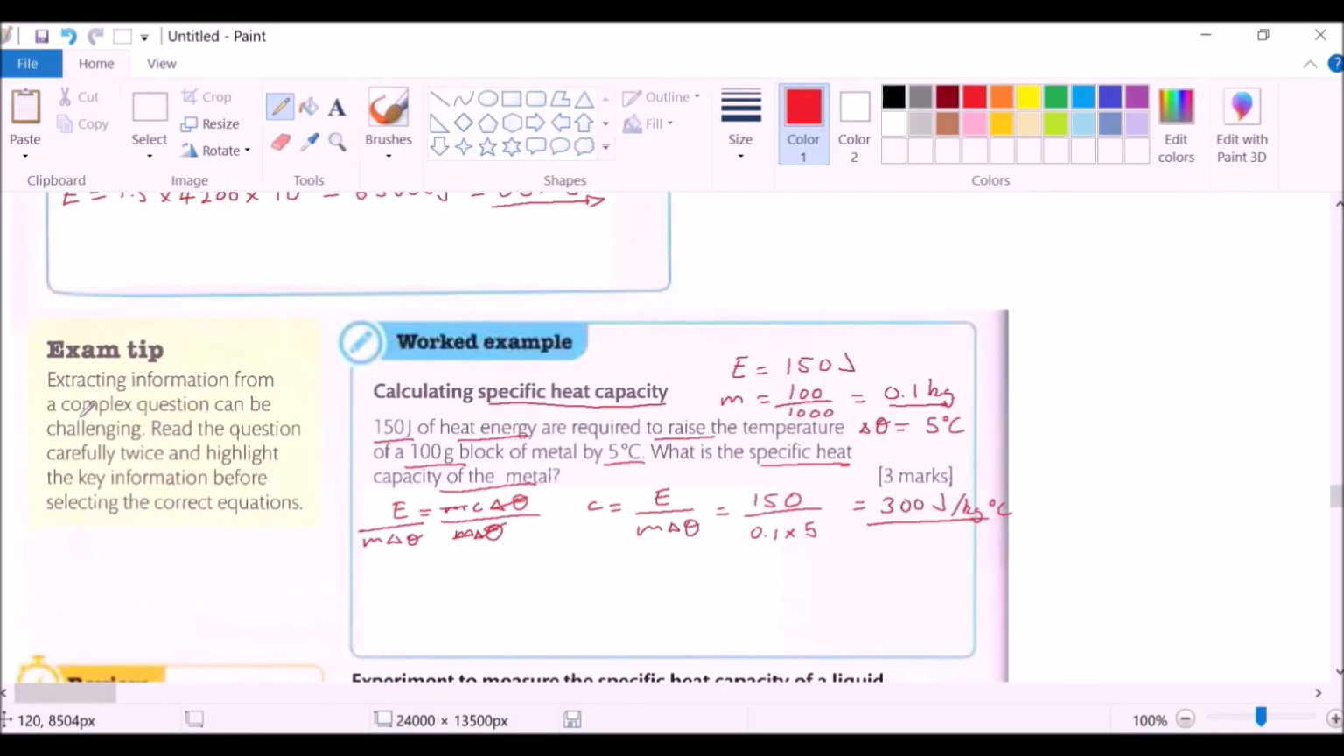So for an exam tip, you must know how to extract information from the question. Read the question carefully and highlight key information such as standard units. Where you are given grams, you have to convert to kgs. Where you are given, say, kilojoules, you have to convert to joules. Know your standard units and select the correct equations to use.